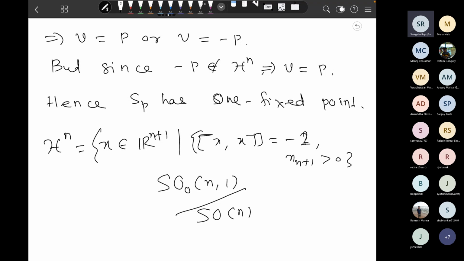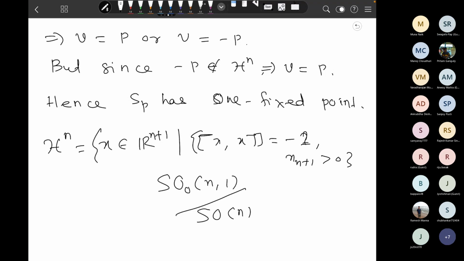Some lectures I missed. Did you define SP using only these two groups, SO_0(n,1) and SO(n), without getting into any model? No, actually, I have not defined. But it should be possible, right?